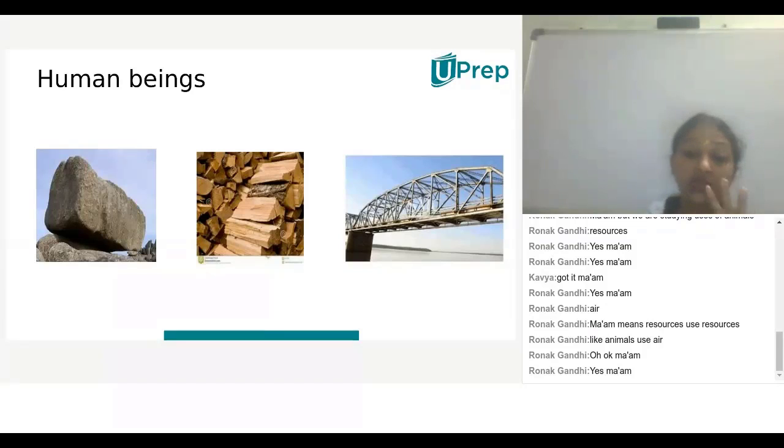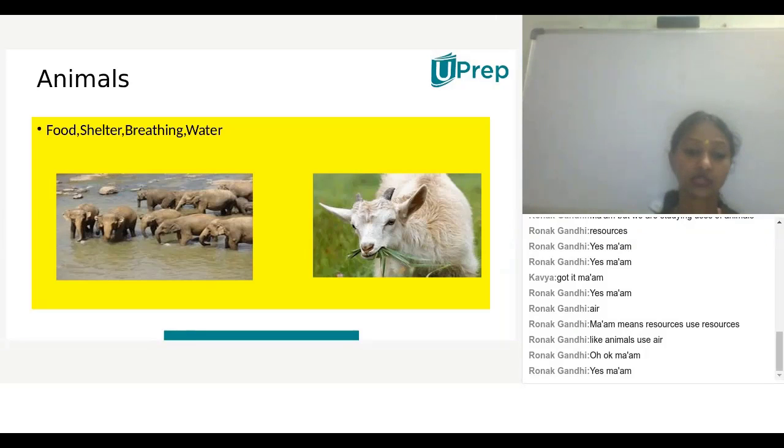The other thing is, when we come to the animals, they require four important resources from nature, and these four resources are very helpful for animals to exist on earth. These are the four main basic fundamental things. First one is food, shelter, breathing, and the fourth, the last one, is water. These four basic fundamental things are very, very important from the point of view of the animals. So these are very important to exist in life.